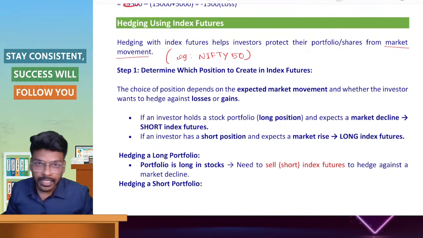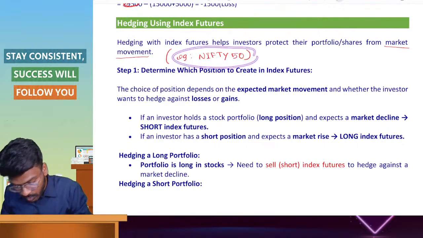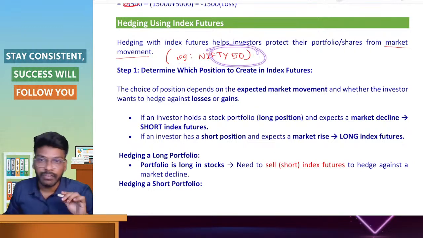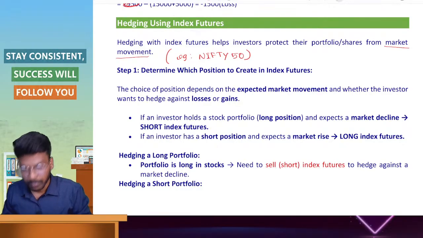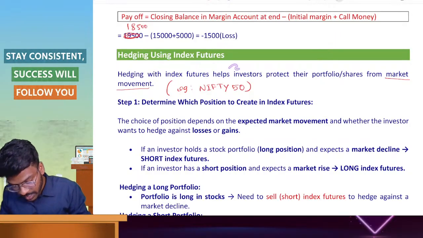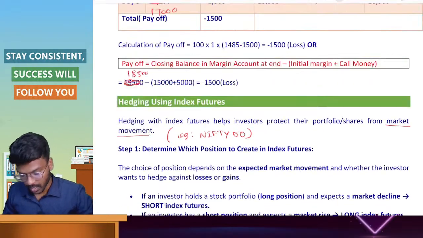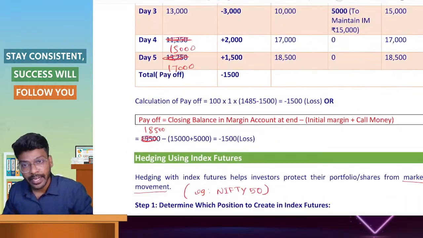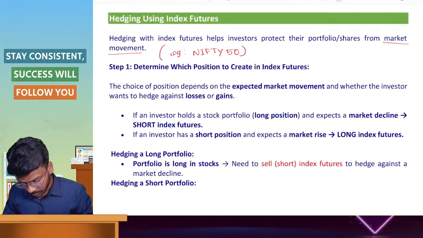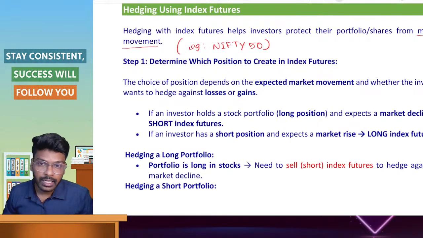In India, we have Nifty 50 as the market movement indicator. It includes the top 50 companies, and there is an index future. Hedging with the index future helps the investor to protect against future losses. We have learned what futures are. Now we will use the futures for hedging. Hedging is used to cut future losses. It is based on the expectation.